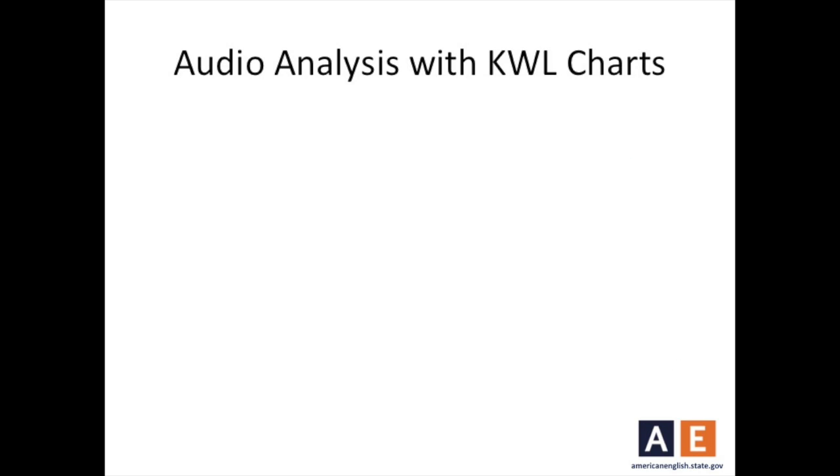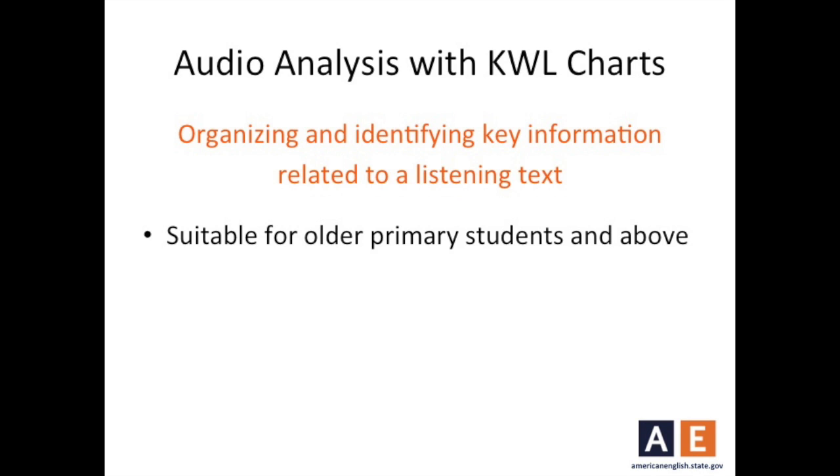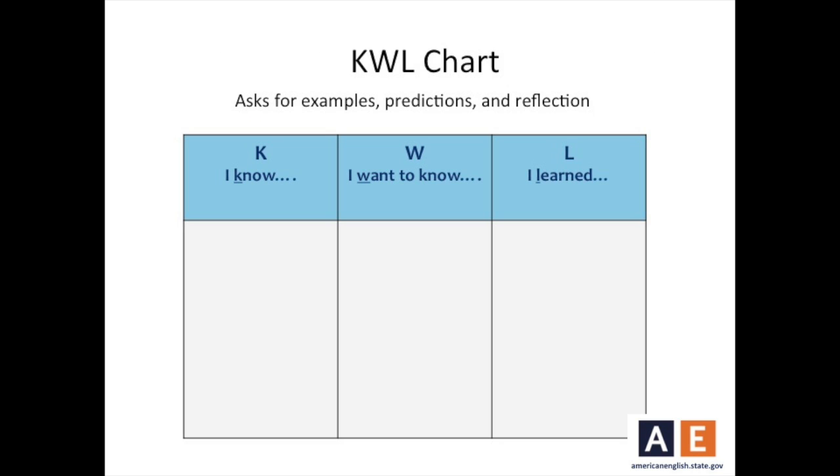Next, let's look at how students can use a graphic organizer called a KWL chart to activate prior knowledge, make predictions, and identify key information from a listening text. As you'll see, this activity is suited for older primary students and above. Students will use the chart both before and after they interact with a listening text. So here is an example KWL chart, which might be familiar to some of you.